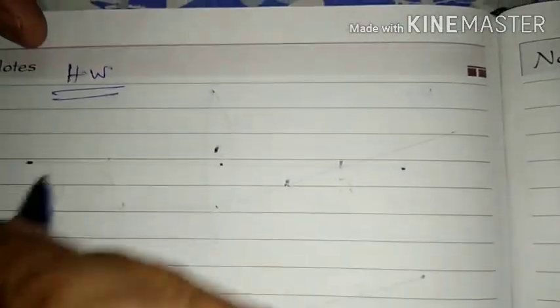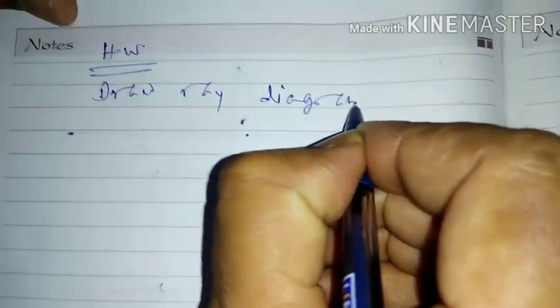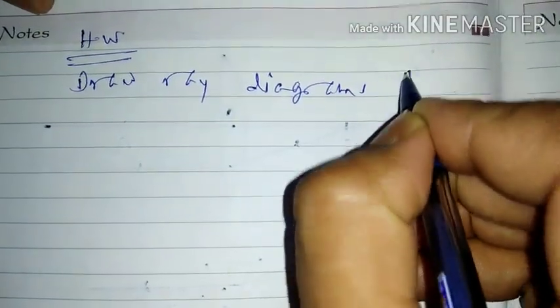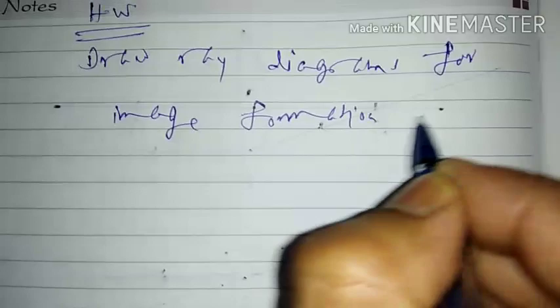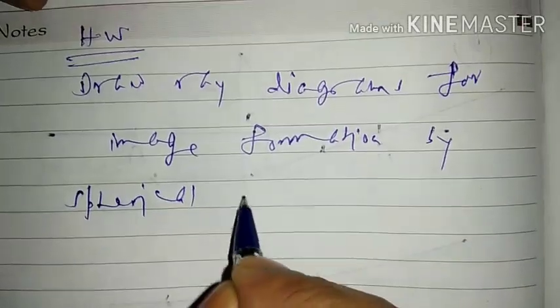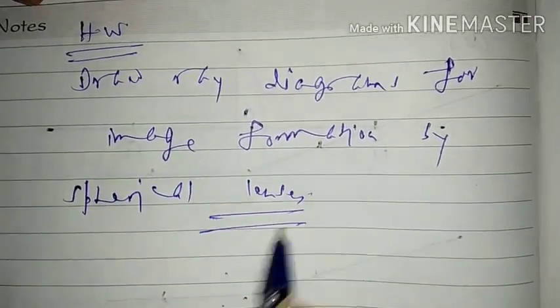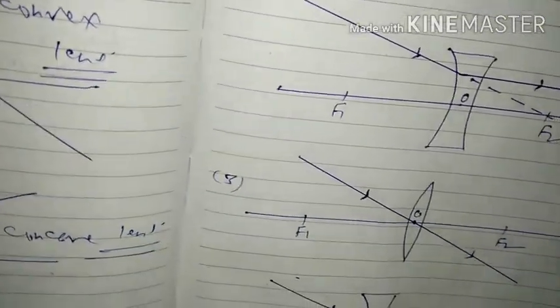So, what is the homework? Draw ray diagrams for image formation by spherical lenses. That is, draw all these three situations: case number 1, case number 2, and case number 3, both for convex and concave lenses.